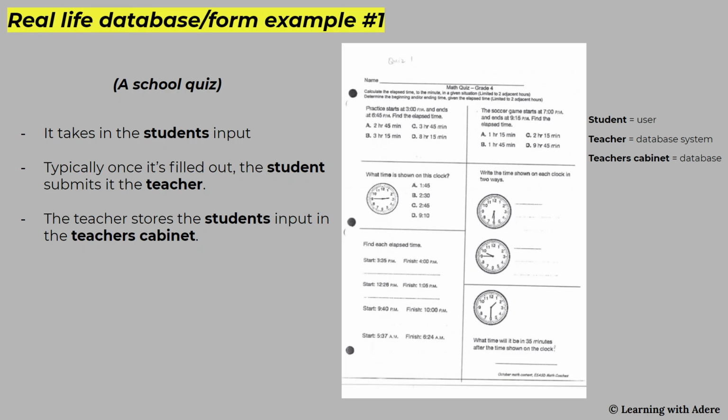So here's an example of a real life database slash form. I'll say it ahead of time: the student in this case is equal to the user, the teacher is equal to the database system, and the teacher's cabinet is the database. So a school quiz is the example. It takes in the student's input, in this case a math quiz.